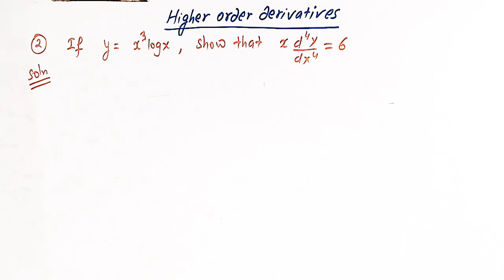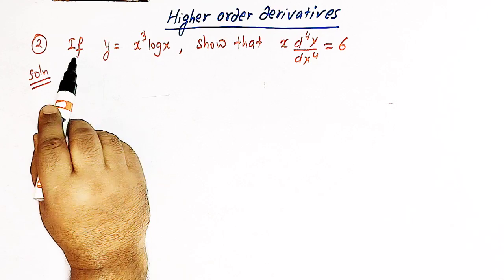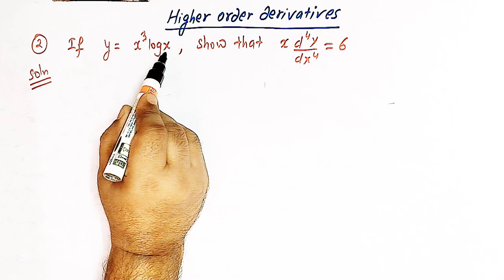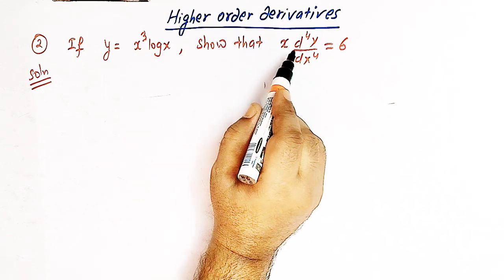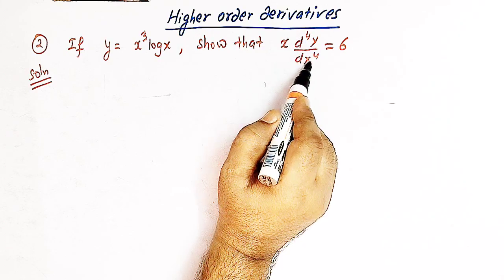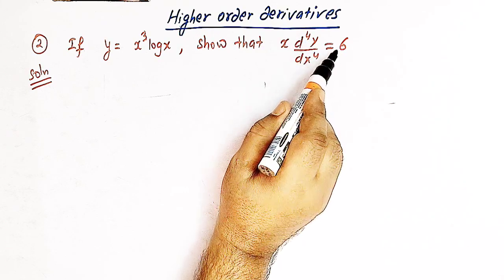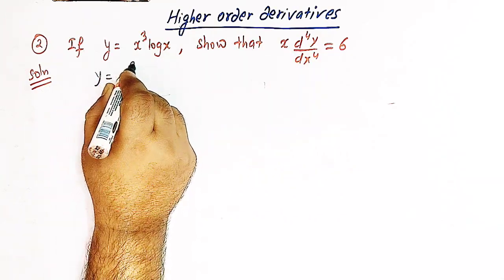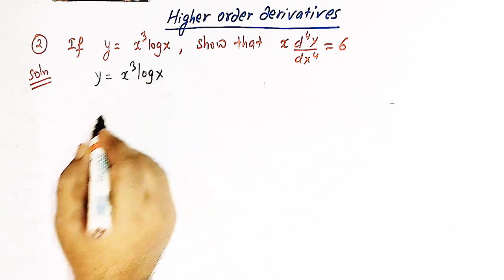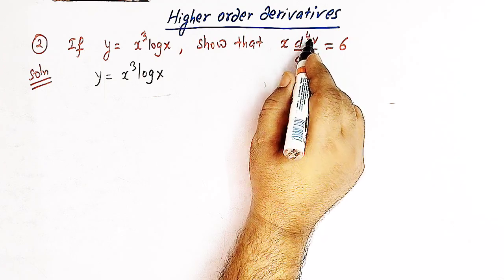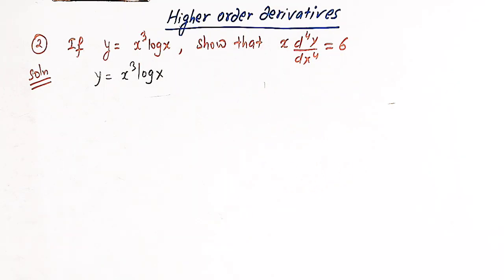So now let us take this second problem, in which we are given that y is equal to x cube times log of x, and we have to show that x times the fourth derivative of y with respect to x is equal to 6, right? So we'll start with this expression, y is equal to x cube log x, and we have to find the fourth derivative of y with respect to x to get this result.